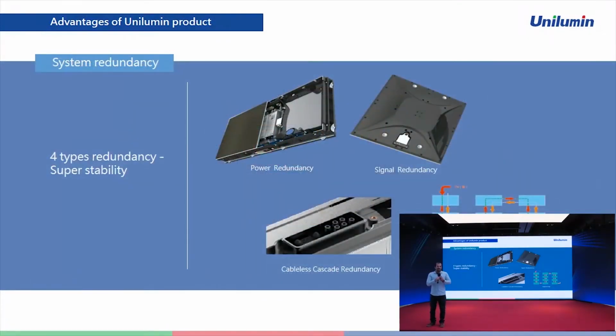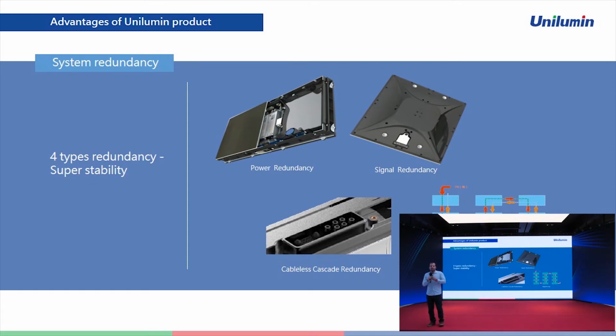Next one is the system redundancy. It is very important and a critical point in the studio system to make the whole LED display and its control system stable, especially in live broadcasting. Every company's products support redundancy function. Normally, there are 3 types of redundancy: power supply redundancy, signal redundancy, and signal loop redundancy. It's also called the data redundancy.